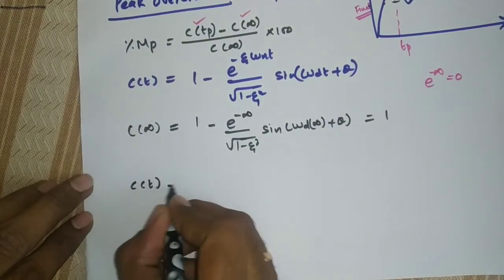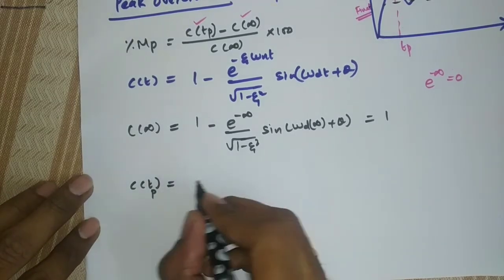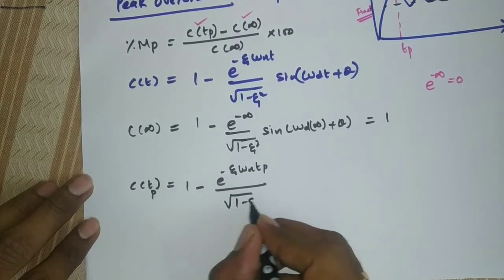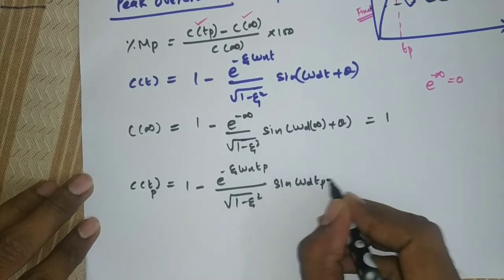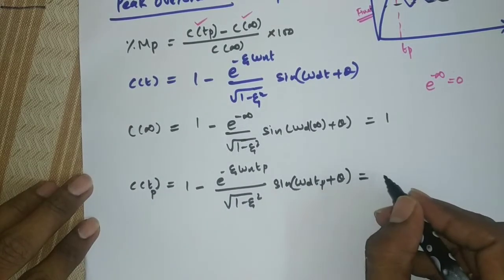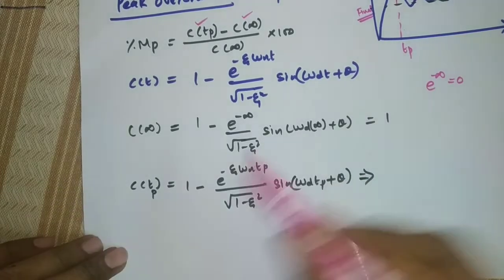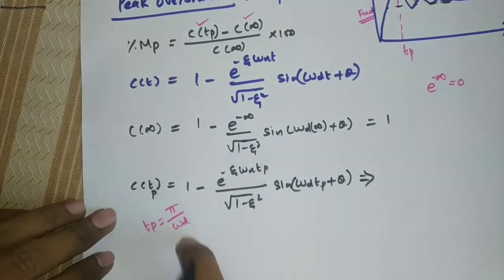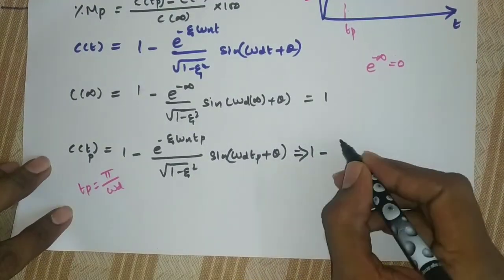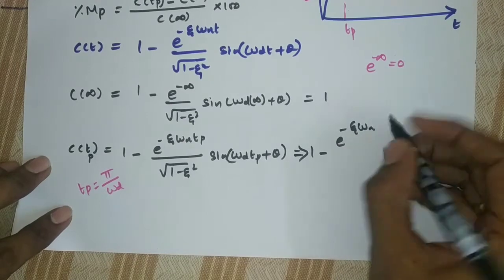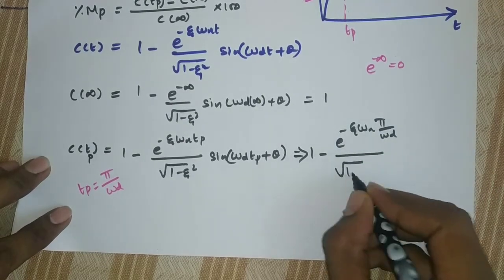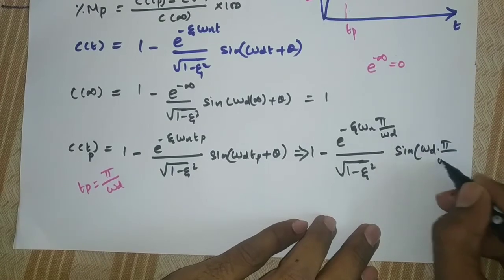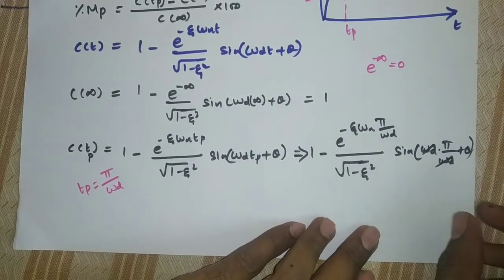Let's find the value of C of Tp. C of Tp is nothing but 1 minus e power minus eta omega n Tp divided by root of 1 minus eta square, sine of omega d Tp plus theta. We know the value of Tp. Recently we derived Tp as pi divided by omega d, is it not? If we substitute it here, sine of omega d into pi by omega d plus theta, so this omega d will get cancelled.